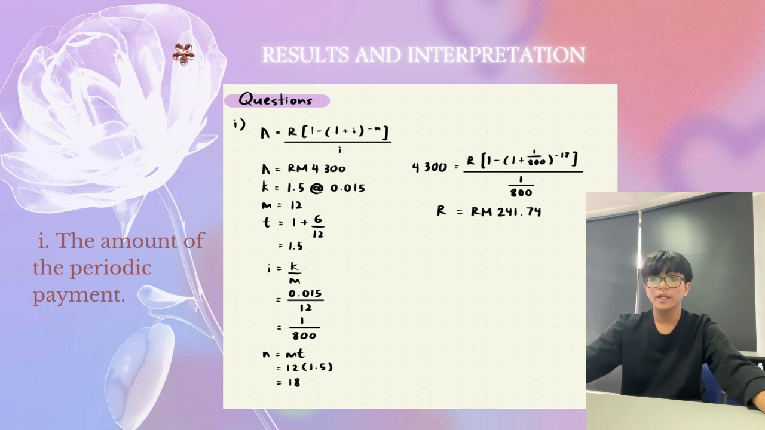A is the loan, A is RM4,300. Our K is 1.5, our M is 12, our T is 1.5, our I is 1 per 800, and our N is 18. From this data, we transfer to the formula and we get R equals RM241.74. This is our monthly payment. Okay, let's go to question 2.